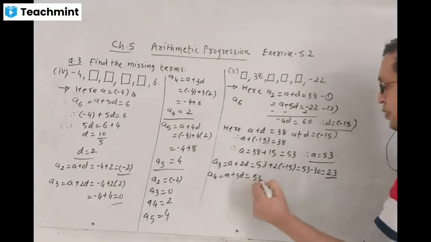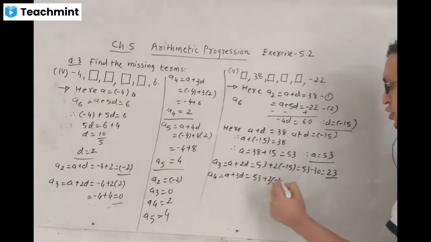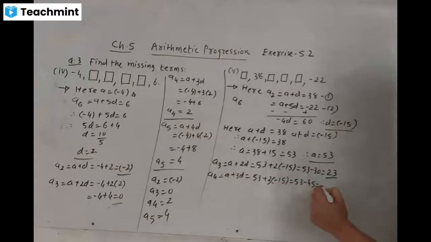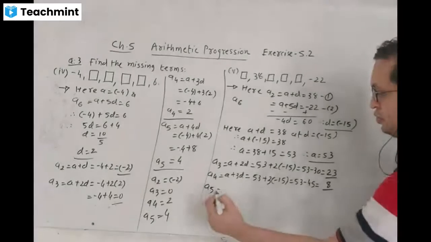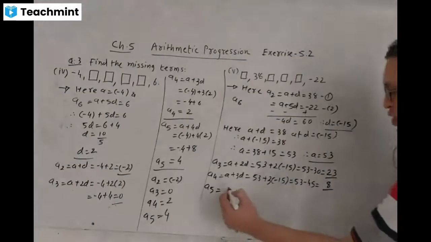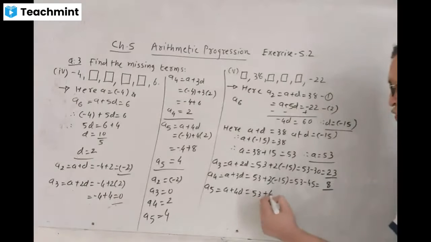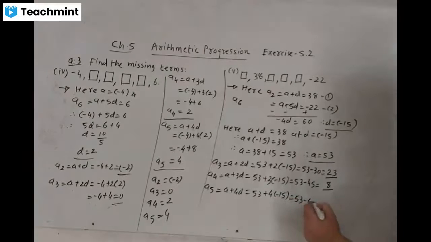A is equal to 53 plus 3 into -15. 53 minus 45, that is equal to 8. Only 8. Okay. And A5. A5 is equal to A plus 4D. 53 plus 4 into -15. 53 minus 60, that is equal to -7.